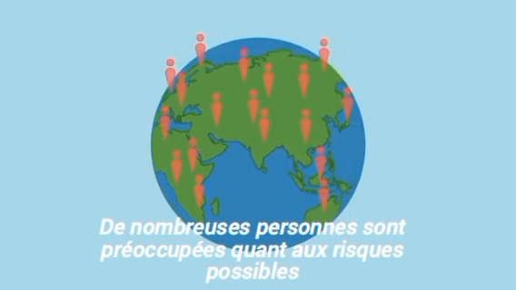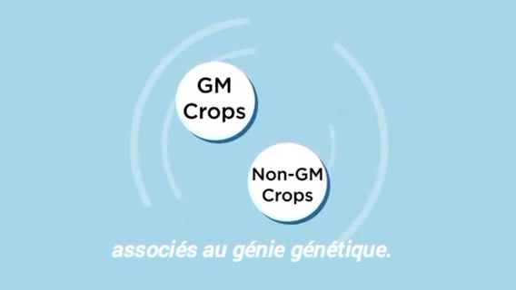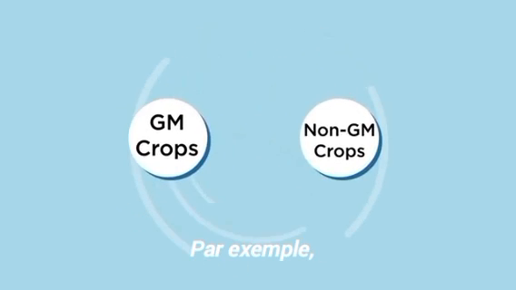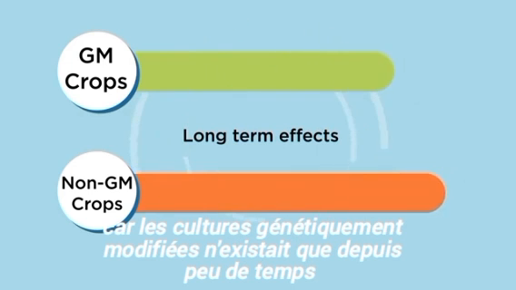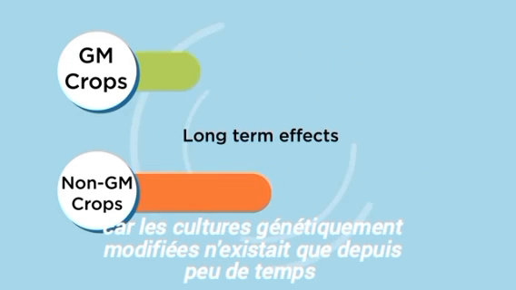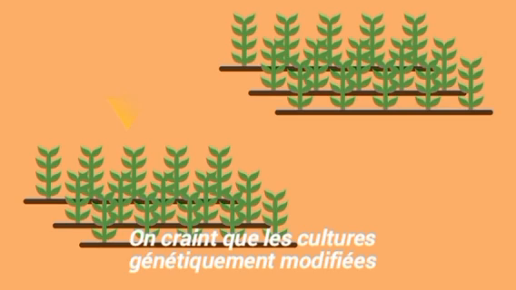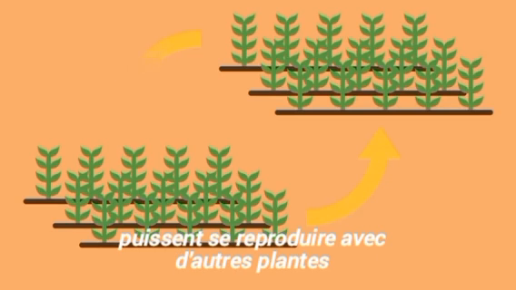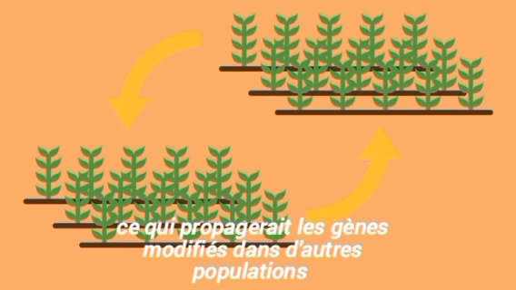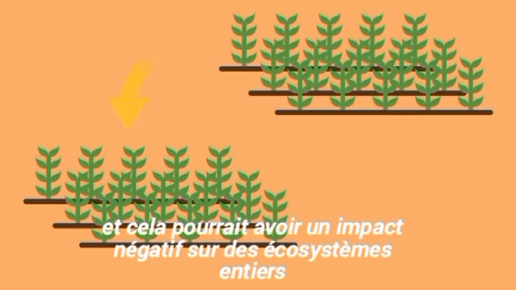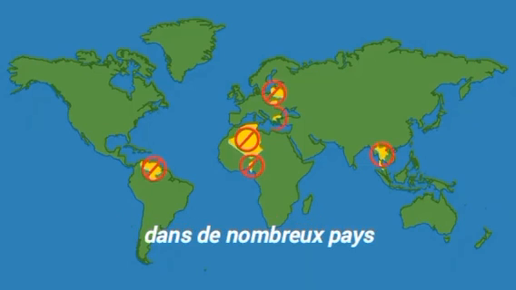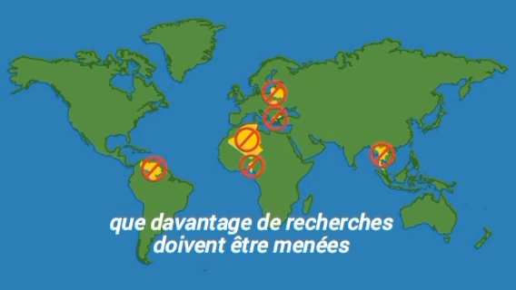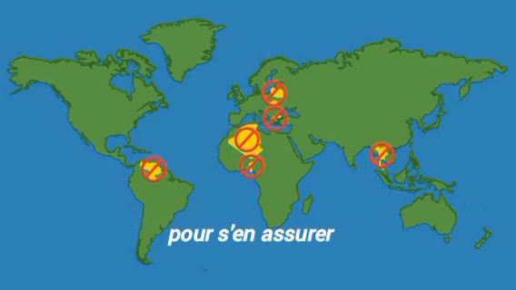Many people are worried about possible risks associated with genetic engineering. For example, little is known about the long-term effects of genetic engineering, as GM crops haven't yet been around for long. There are concerns that GM crops could breed with other plants, which would spread the modified genes into other populations, and this could have a negative impact on whole ecosystems. These risks are the reason why growing GM crops is banned in many countries. Many people think that more research needs to be done to make sure they're safe.